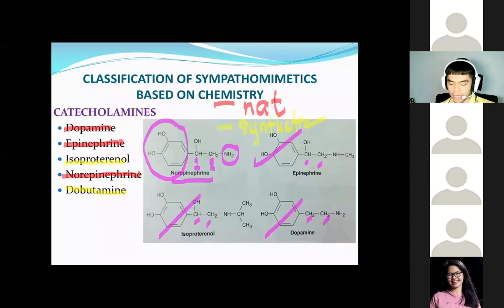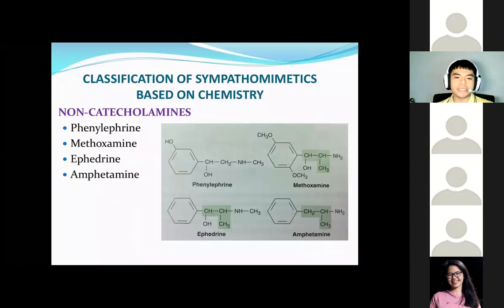Yes po. Okay. So for non-catecholamines, they do not possess phenylethylamine group. For example, phenylephrine, pag-check nyo, kulang agad ang OH. Methoxamine, wala rin. Ephedrine, wala rin. Amphetamine, wala rin. So examples are phenylephrine, methoxamine, ephedrine, and amphetamine.